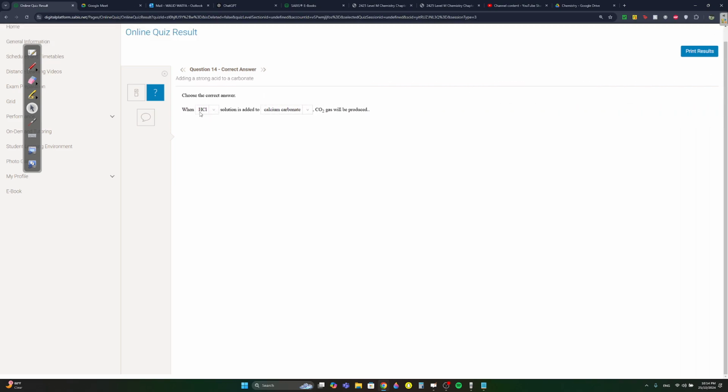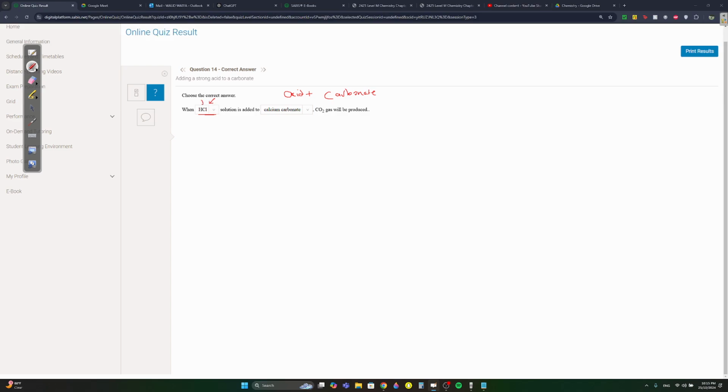Question 14. When a solution is added to something, carbon dioxide gas will be produced, meaning you have a carbonate. So you're adding something to a carbonate. What is the reaction that gets me carbon dioxide gas? Acid plus carbonate, right? So obviously I need to have an acid here. HCl is probably the only acid. It has to be a strong acid. You're adding it to a carbonate, so it has to be a metal carbonate.